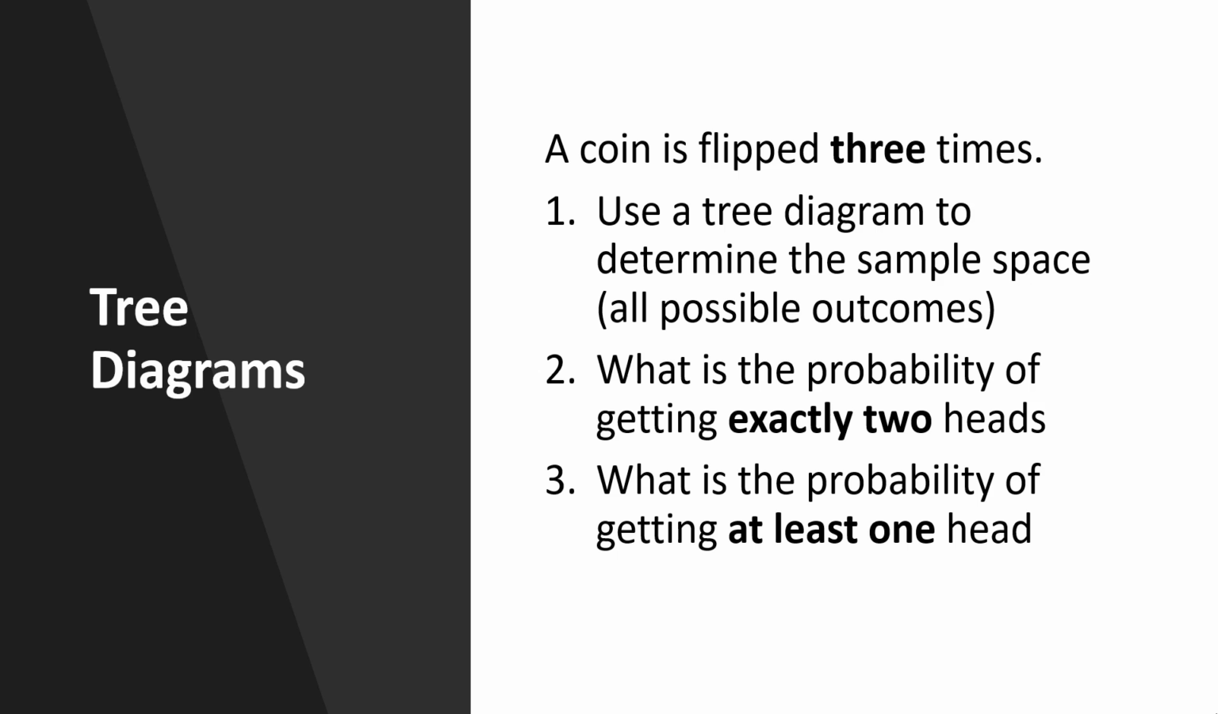If you recall with probability, for number 2 we want the outcomes that have exactly 2 heads. And what can we get? Well, that's the list of all possible outcomes. So let's start with number 1.